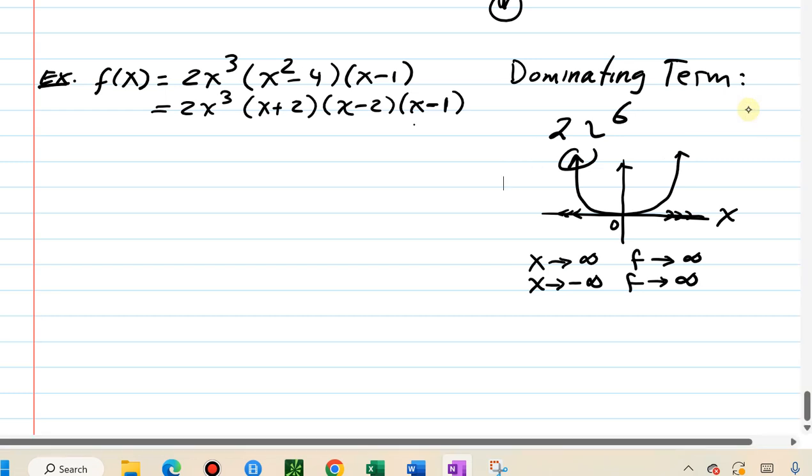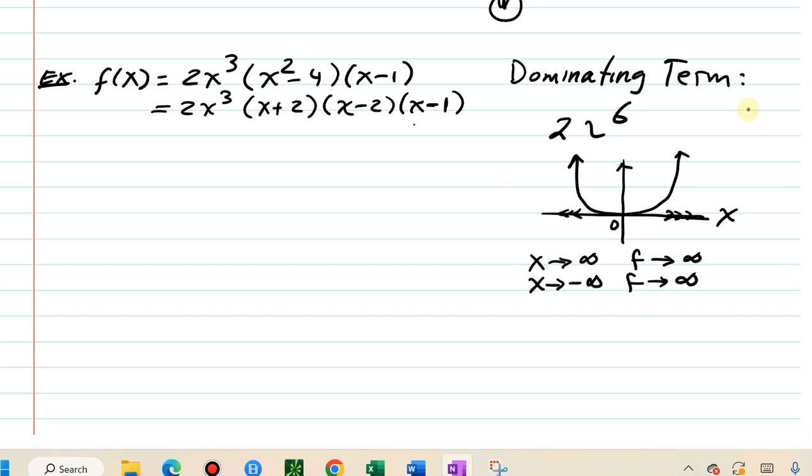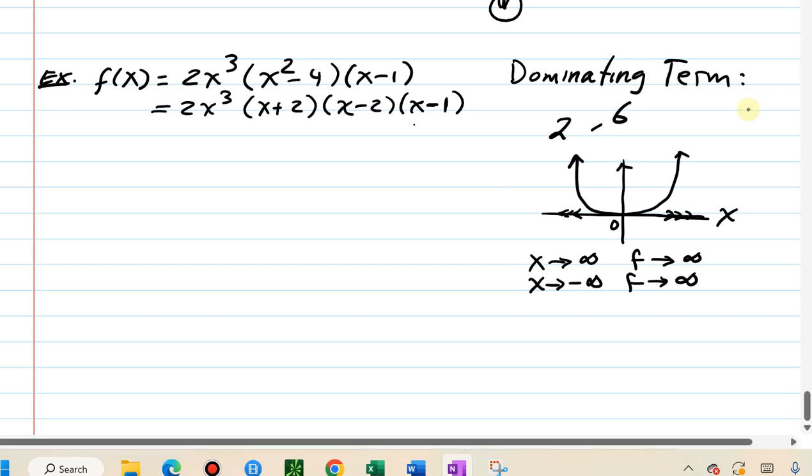All right, so we determined the extreme behavior, and that's good. So next we're going to look at some of the other basic things, like the intercepts and so on and so forth, right?